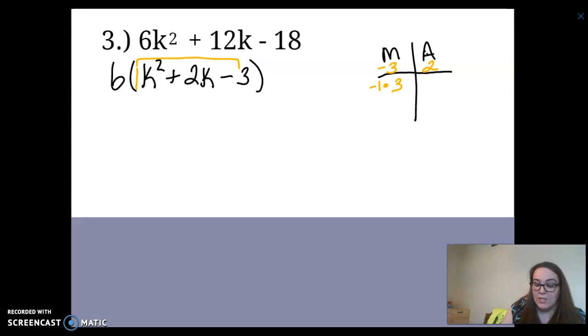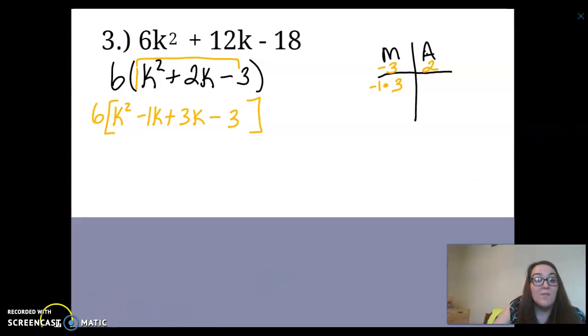Remember, the only thing that's going to be different here is I'm going to make sure that this 6 follows me on every step. The only way I'm going to do that is I'm just going to put brackets. You don't have to, but I'm going to put brackets so I keep that 6 separated from my negative 1k and my positive 3k and my minus 3. Go ahead and pause it, finish the question, but don't forget to bring the 6 down with you all the way to the end.